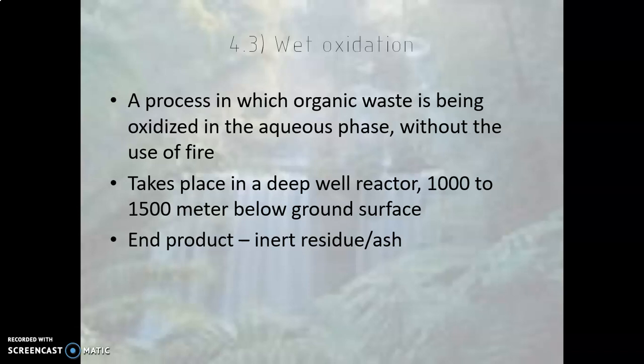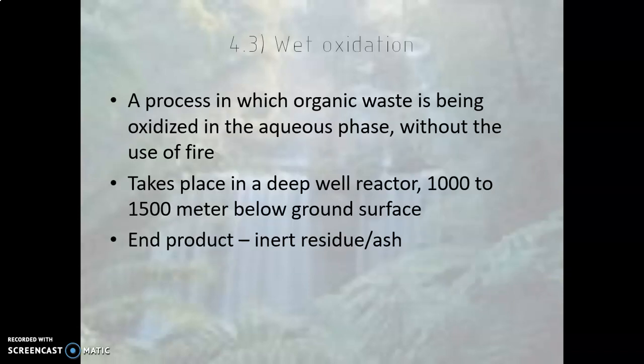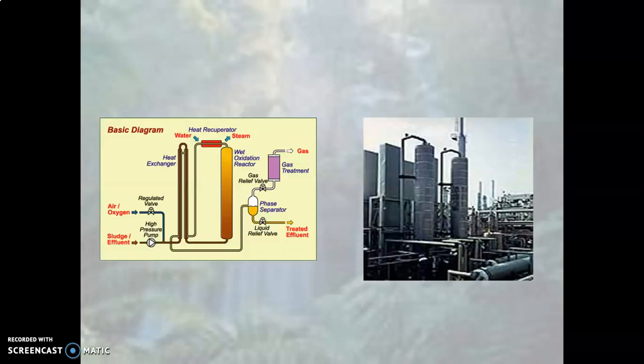Next, thermal processes can be done by using wet oxidation. This is a process in which organic waste is oxidized in the aqueous phase without the use of fire. The end product will be inert residue or ash. This is wet oxidation. It uses the aqueous phase, which is why we call it wet oxidation.